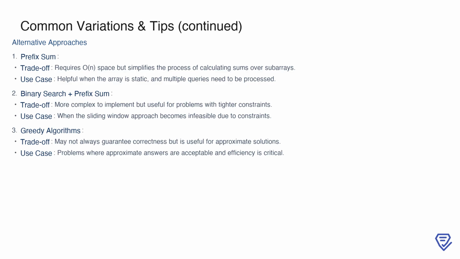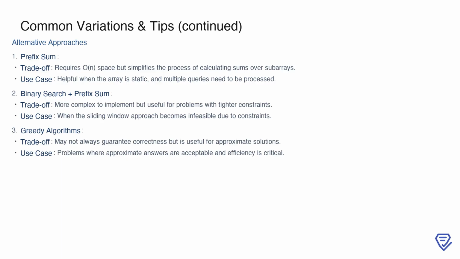Finally, let's explore some alternative approaches that you might encounter or consider. One option is the prefix sum technique. This approach simplifies calculating subarray sums, though it requires n additional space. It's especially useful in scenarios where the array is static and multiple queries need to be handled efficiently. Another method combines binary search with prefix sums. While this approach is more complex to implement, it's valuable for problems with tighter constraints where the sliding window technique may not be the best fit.